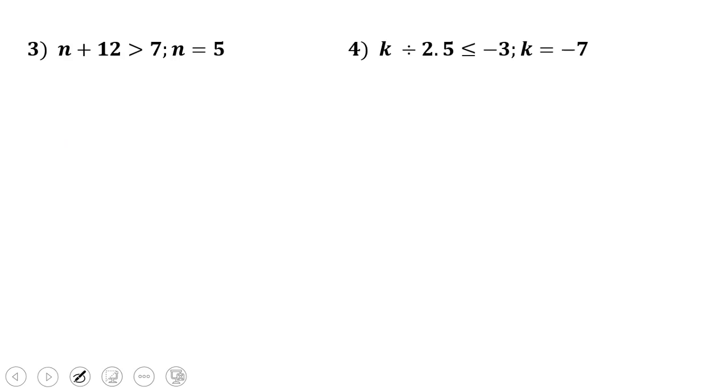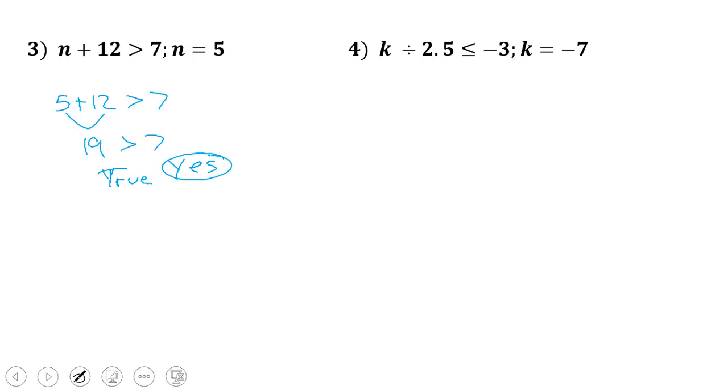Our next, number 3, n plus 12 is greater than 7 for n equals 5. So we put in the number. So 5 plus 12, is that greater than 7? Well, 5 plus 12 is 19. Is that greater than 7? That is true. So the answer is yes.